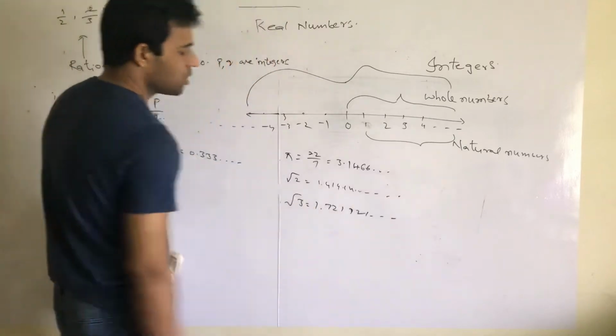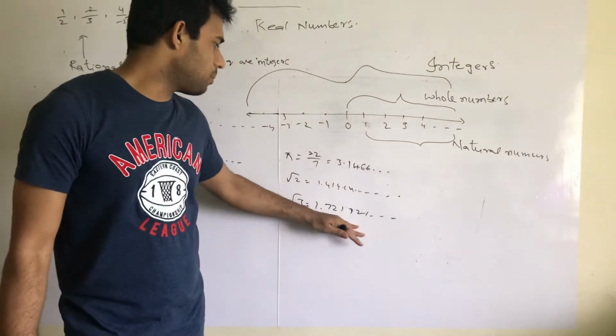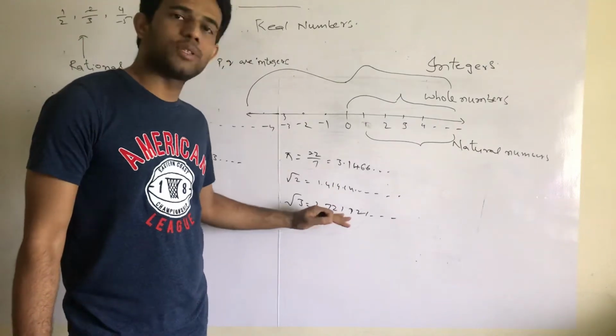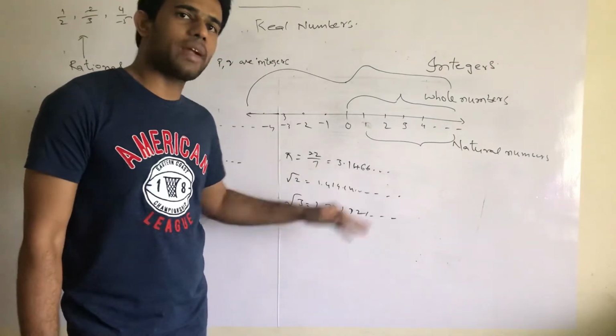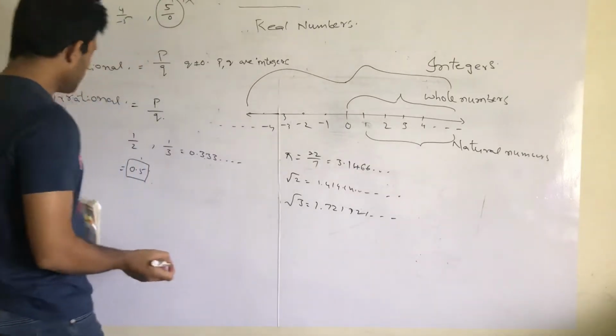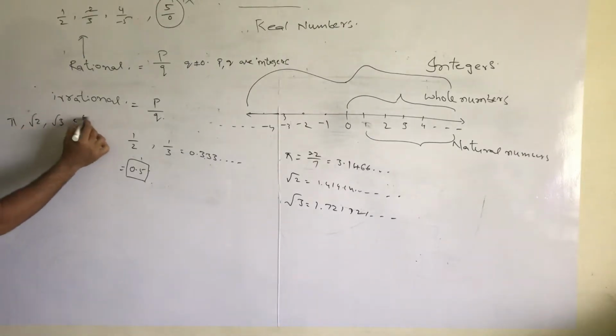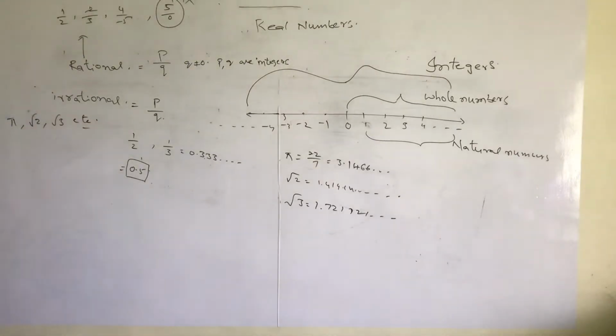1.721, like this. So when you write a number into a decimal form, there will be a pattern in the decimal forms which will repeat. Those kind of numbers are called irrational numbers. Okay. So for example, the irrational numbers, the examples are pi, root 2, root 3, etc. So these are irrational numbers.